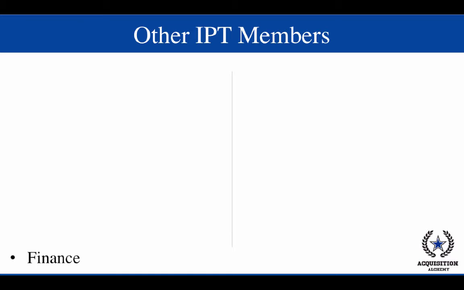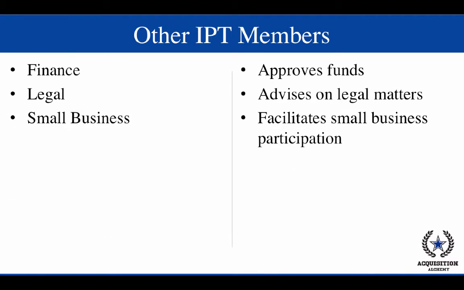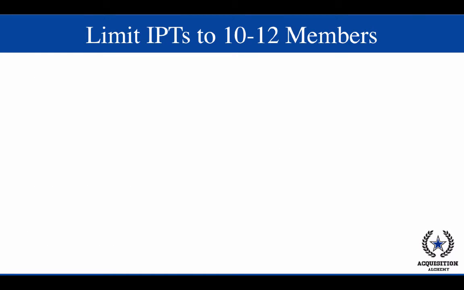And finance. Finance approves funds and advises for funding options. Legal and small business may also need to be involved, depending on the size and scope of the requirement. Legal reviews and advice on legal matters, and small business facilitates small business participation. There also may be other IPT members such as logistics, security, communications, safety, public affairs, and medical, depending on the specific requirement. As a general rule, IPT should not exceed 10 to 12 members.